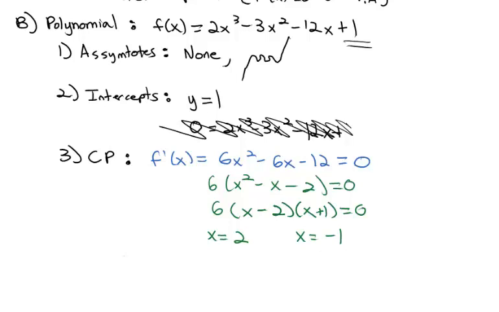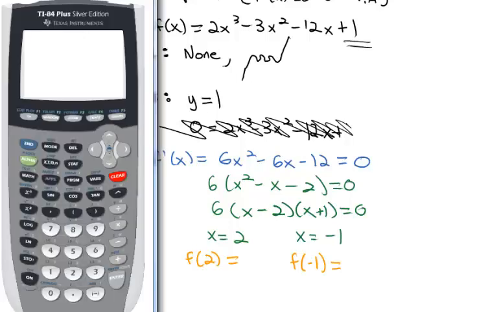So now that we have our two values for x, we also need to find the y value that goes with them to help us graph. So we're going to plug 2 into the function and get an answer, and we're going to plug negative 1 into the function and get an answer. So we can find out the coordinates of those critical points. Now to help us out, we're going to go to our calculator.